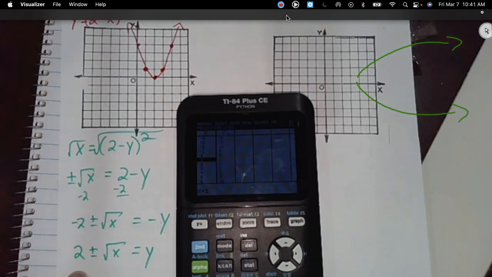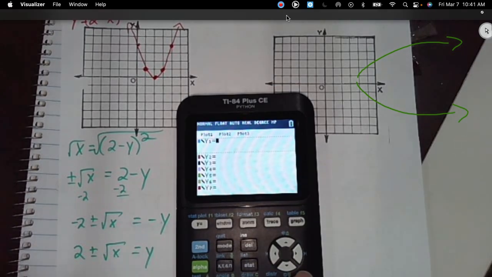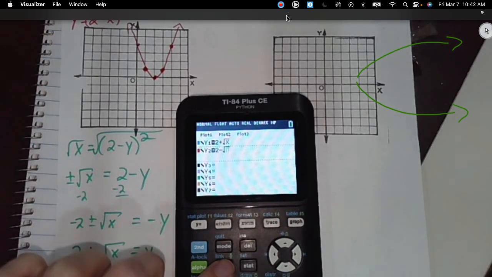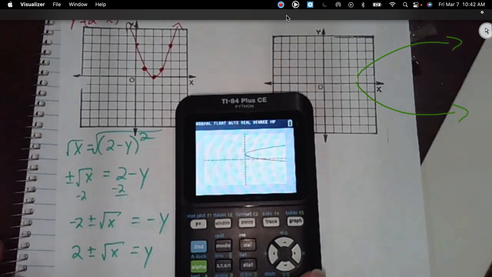Now, I have to enter both of these into y equals. Okay, so watch. Let me just do the first one. I'll do 2 plus the square root of x. And watch what happens here. That is the one side of my parabola. Guess what I need to go back and enter in? The minus sign is going to be the bottom part. So 2 minus the square root of x. And there's the other one.